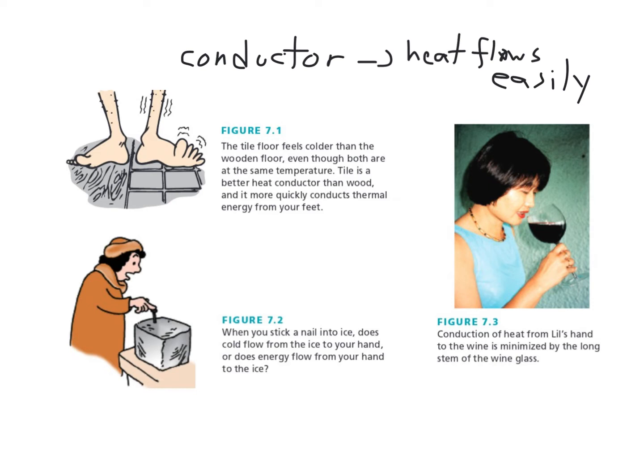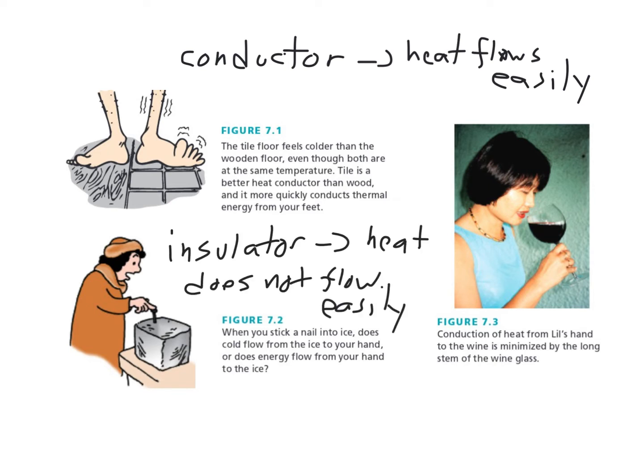Now, another thing I said was that the wine up here is insulated by the glass. And so an insulator is a material where the heat does not flow easily. And so these are two very important concepts. We have the concept of a conductor and the concept of an insulator.